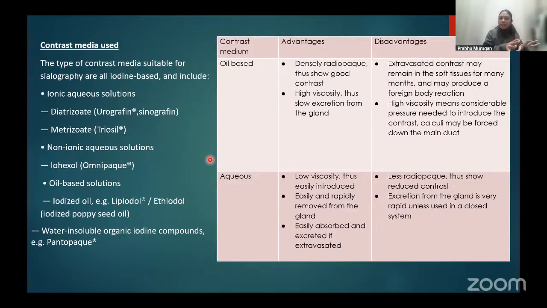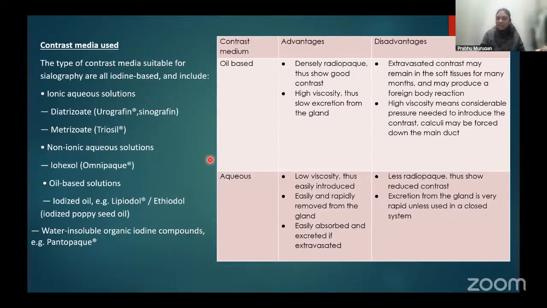So since it is present there for a long time, for you to take the x-ray, look at it and all, you have some time. It's not going to be immediate, so it will travel slowly through the duct. You have time for taking the image and viewing it clearly. Also, since it is slightly denser, it is densely radiopaque, so it gives a good contrast. These are the advantages of an oil based medium.